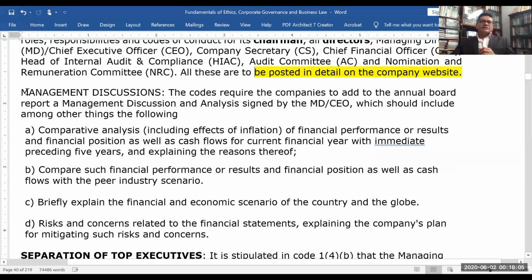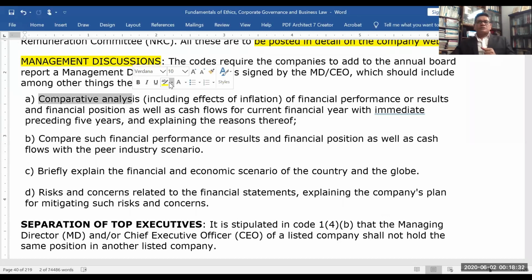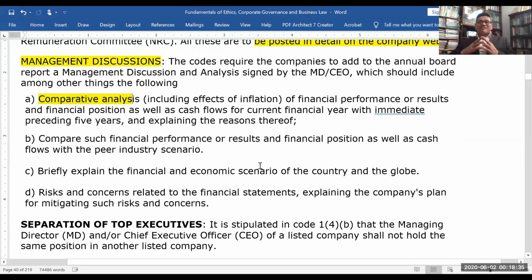And then management discussion: the code requires the companies to add to the annual board report a management discussion and analysis signed by the CEO or MD, which should include, among other things, the following: competitive analysis, including the effect of inflation on financial performance or results and financial position, as well as the cash flow, for the current financial year with the immediate preceding 5 years, and explain the reasons therefor.